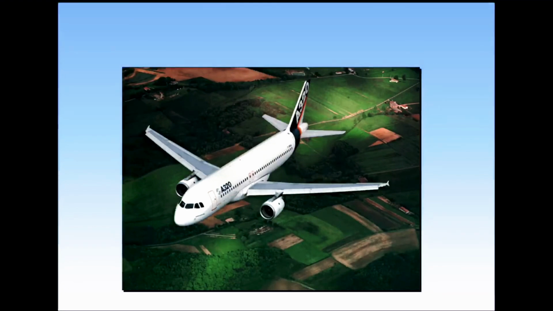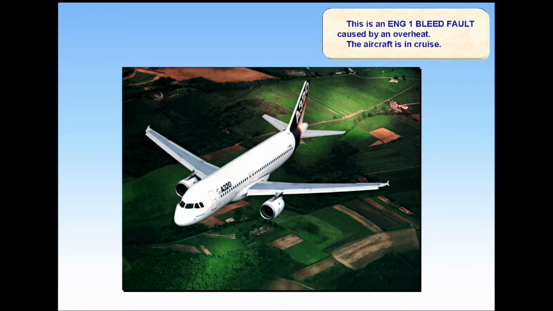Is an engine 1 bleed fault caused by an overheat. The aircraft is in cruise. You hear the signal chime and see the master caution light. Extinguish the master caution.